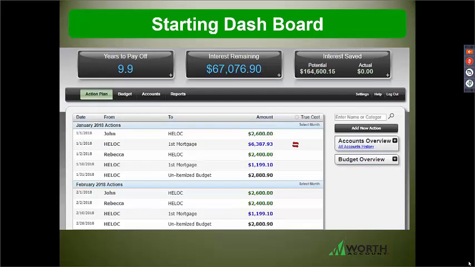So here's the dashboard. Here's a look at the worth account. We've got 9.9 years left to go. We've got $67,000 in interest remaining and $164,600 in potential interest savings. And our actual interest is zero. Now that's because we're just getting started. This is our starting dashboard. So in month one, this is what it looked like. Here's our funds transfer that we had scheduled to make of $6,387.